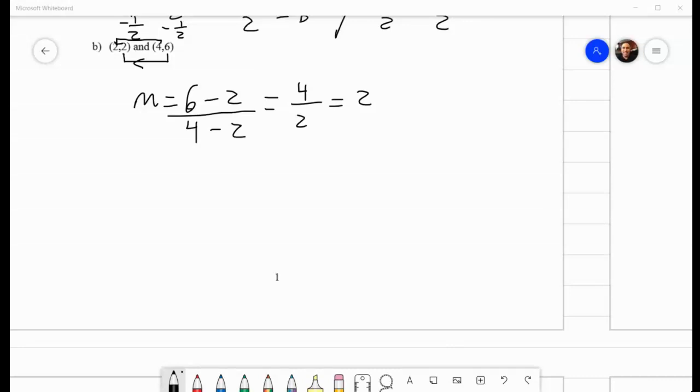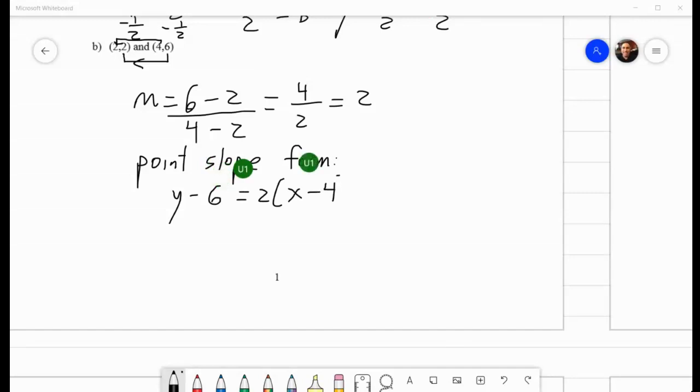And again, same thing, right? With point slope form or slope intercept form, you can use either one to get an equation of the line. Okay, with point slope form, it's just like the previous example. We can use either point. So using the second point, we have y minus 6 equals the slope 2 times x minus 4. That's one equation of the line.